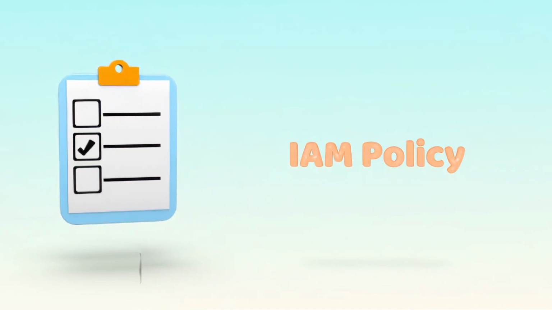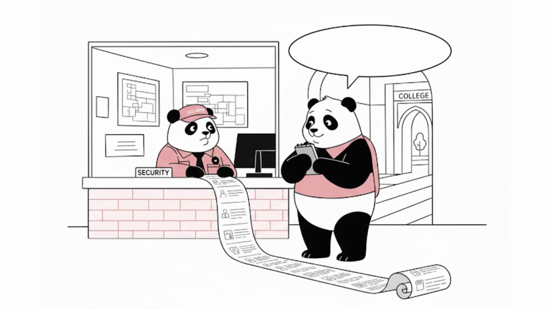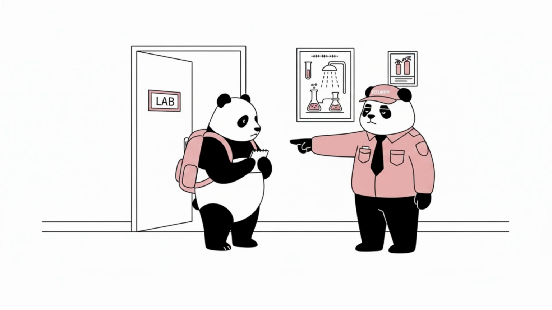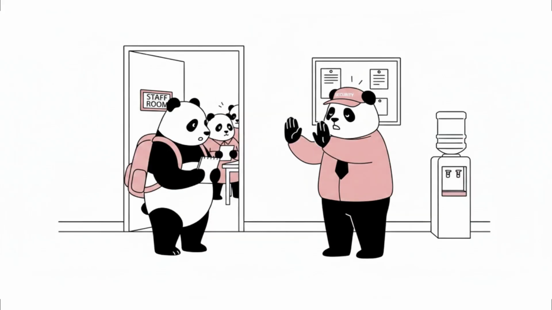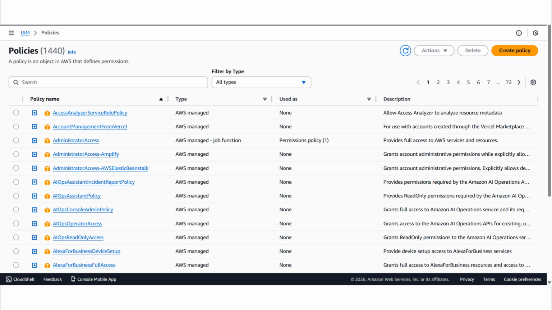IAM Policies. Now, how does the security department decide access? They follow written rules. In a college, students can enter their department labs. They cannot enter other departments. Staff can enter staff rooms. Admins can access everything. These written rules are IAM policies.